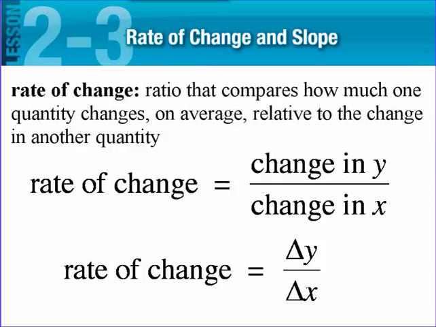Lesson 2.3 is on rate of change and slope. So the first thing we're going to do is look at rate of change. The rate of change is the ratio that compares how much one quantity changes on average relative to the change in another quantity. Notice down below I have formulas for the rate of change. I'll go ahead and let you get the definition down, and then we'll talk a little bit about the formula.